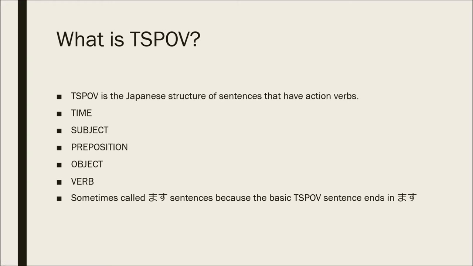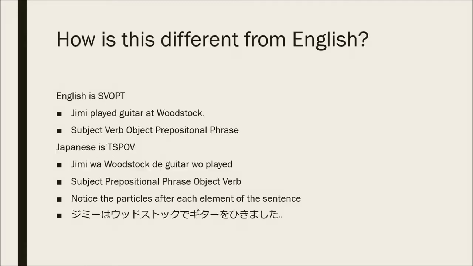So what is TSPOV? TSPOV is the Japanese structure of sentences that have action verbs. Like I said, the T stands for time, S for subject, P for preposition, O for object, and V for verb. And like I said, they're sometimes called masu sentences because in formal Japanese, they often end in masu or a form of masu. Masu is not the verb, it's just the suffix that goes on action verbs.